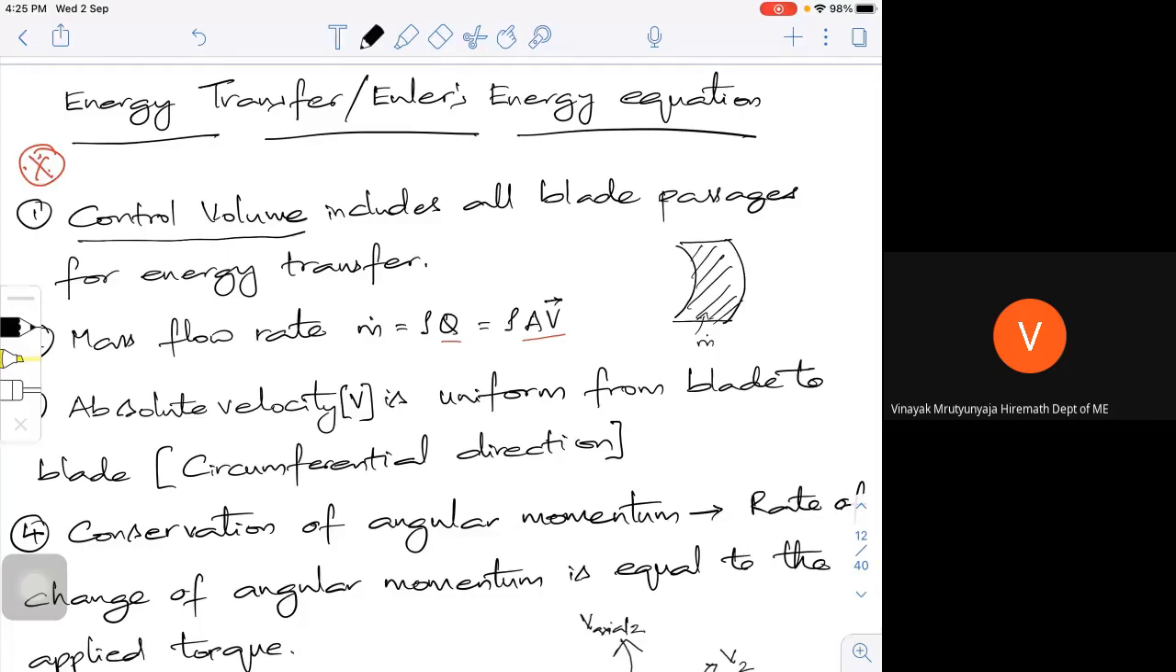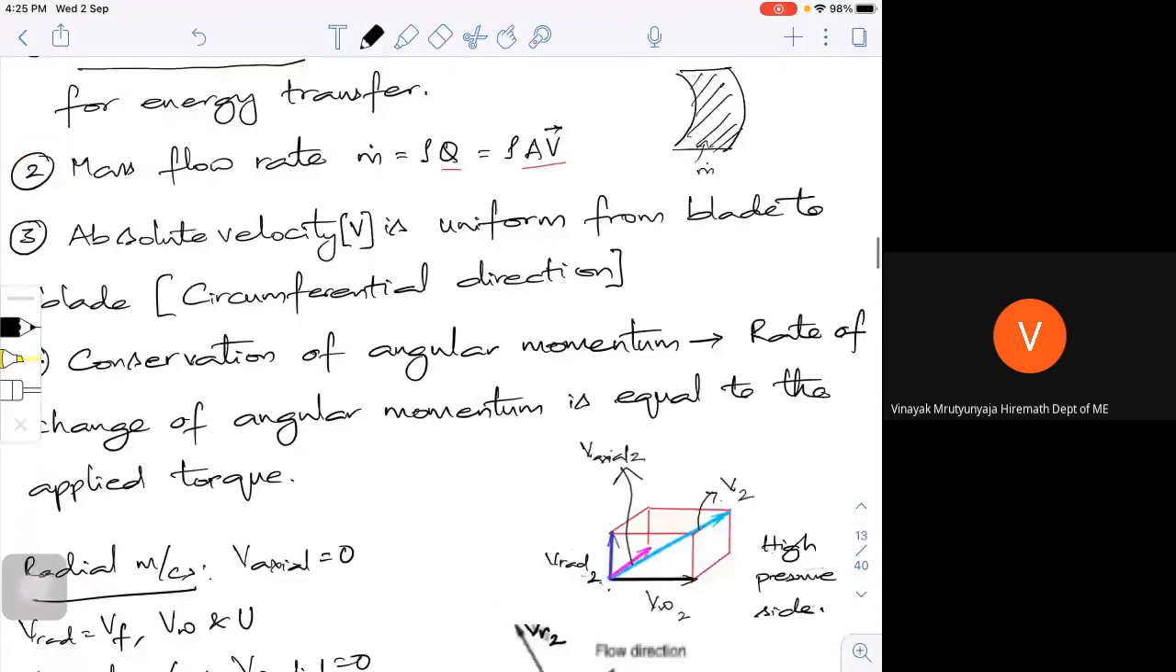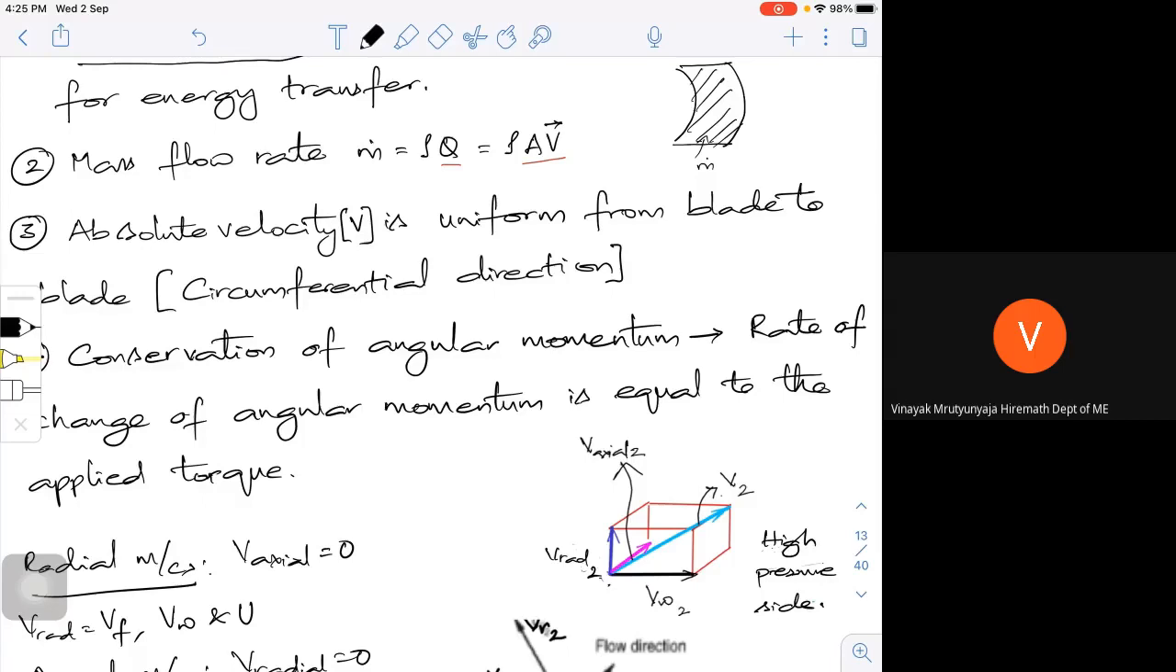Now, as we have already discussed, we have the absolute velocity, which is very important. That is the absolute velocity with which the fluid enters the turbine or rotor, if it's a turbine, or the velocity with which the fluid goes out of or into the blade. It is always in the circumferential direction, and it is uniform from vane to vane, or blade to blade.